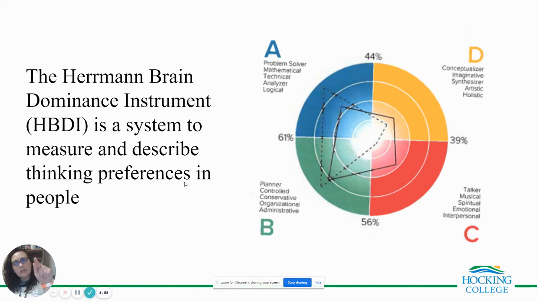So look at the dashed line now. That dashed line is whenever your stress is high, and where your mind goes. What you can see is that mine goes even more so into the problem solving and the controlled and all that stuff, the A and the B. And the D is less, and the C, the emotional, is almost non-existent.